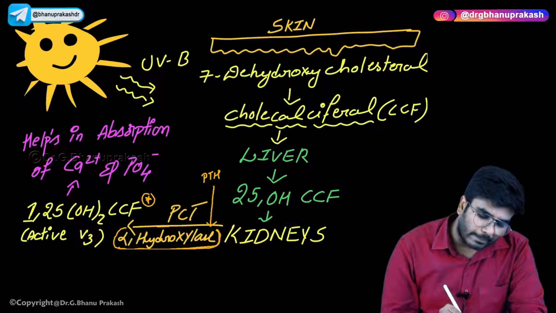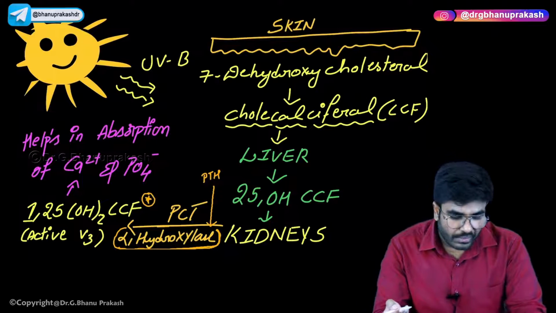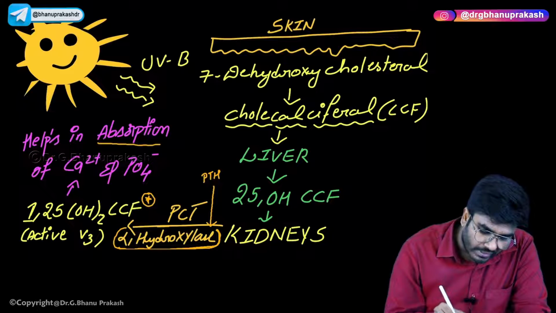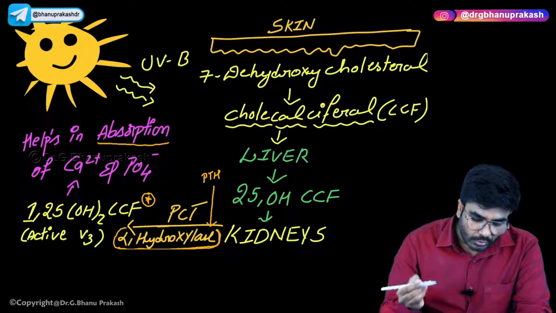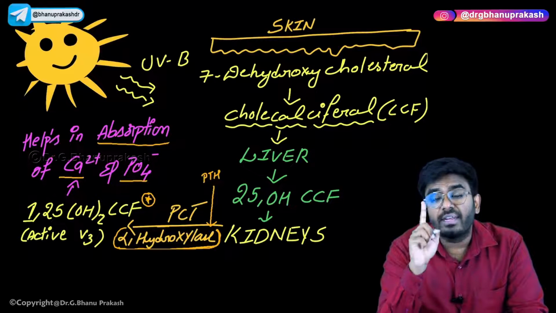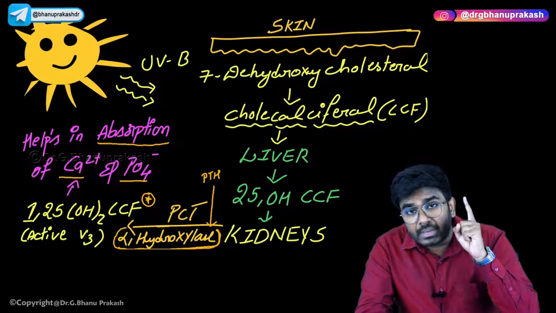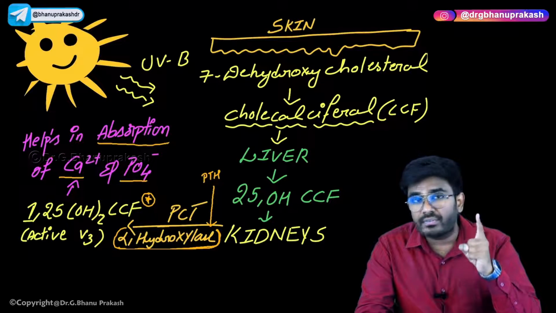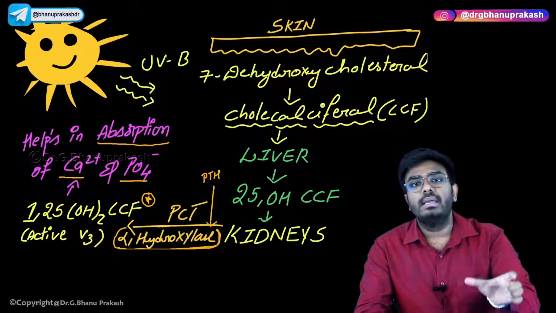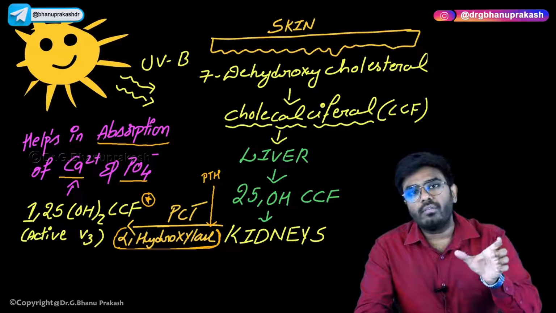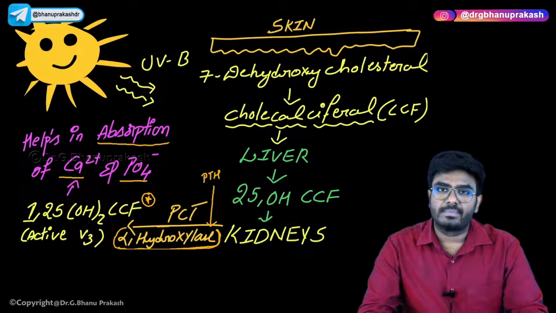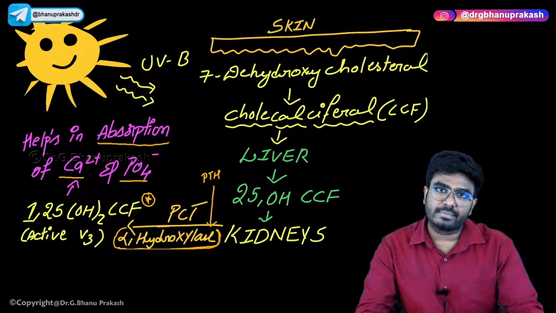This active vitamin D is going to rush to the GIT mucosa. Now in the GIT mucosa, vitamin D is going to help in the absorption of both calcium and phosphorus. This is a very important MCQ. Both the calcium absorption as well as phosphorus absorption. Okay, both calcium and phosphates are going to be absorbed in the GIT with the help of vitamin D. If you know this much, this is more than enough for your exams. So this is how vitamin D activation takes place.